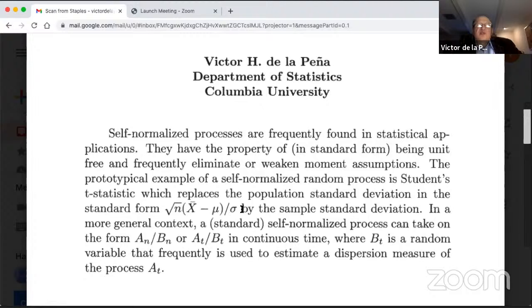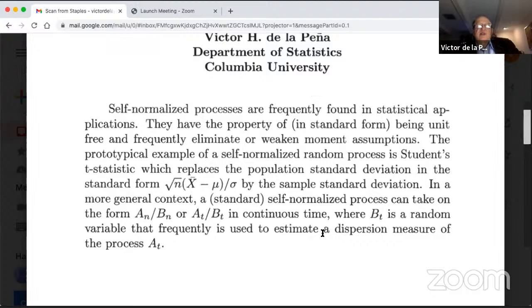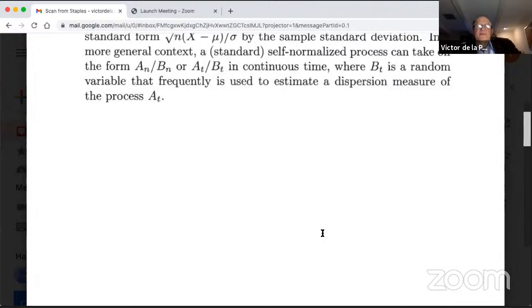Now, the question is, what happens when the variables are not normal? What can you say about this random variable when you divide by the sample standard deviation? What happens when they are not independent? What happens when they have infinite mean? So in a more general context, a standard self-normalized process can take on the form AN over BN, or AT over BT in continuous time, where BT is a random variable that is frequently used to estimate the dispersion measure of the process.